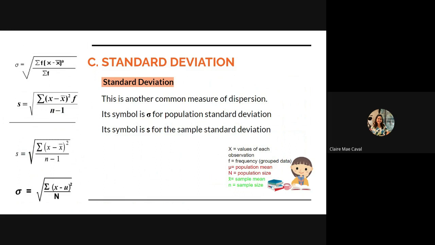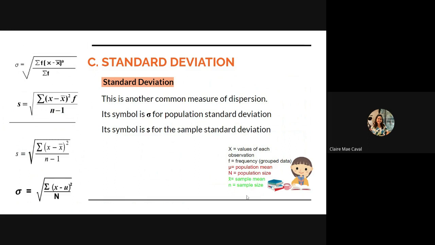Okay? So again, let's go back. These are the formulas for your standard deviation. This is for your group set of data. Meron siyang frequency. This one is for ungrouped set of data. So, X refers to the values of each observation. F is for frequency, for group data, small f. Yung mu is the population mean, and capital N, that's the population size. Yung X bar, that's your sample mean, and then small n, that's your sample size.